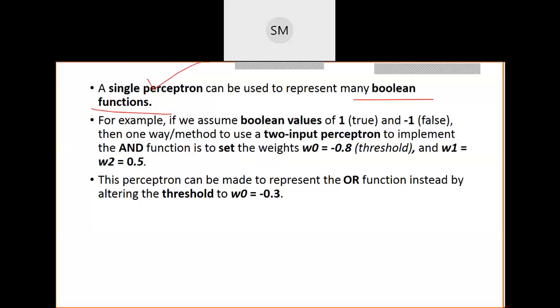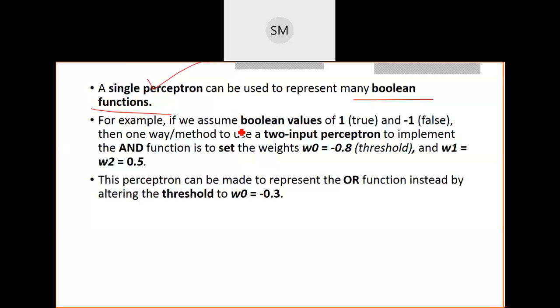Because the perceptron output itself is in the form of Boolean, either positive or negative. The output of a perceptron has only two possible values, either plus 1 or minus 1. Because of this nature, the perceptron can be used to represent Boolean functions such as AND, OR, XOR, NOR, NAND.